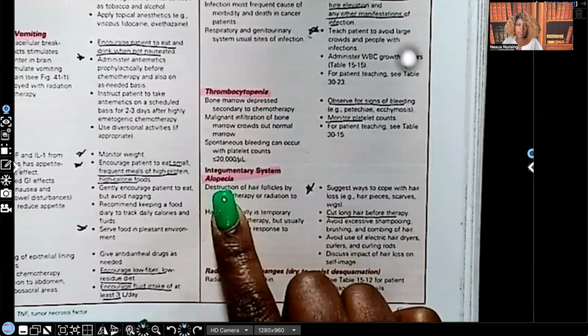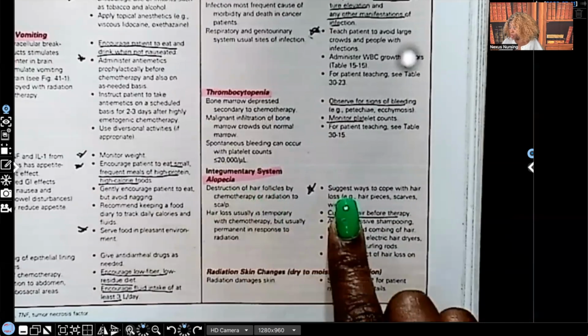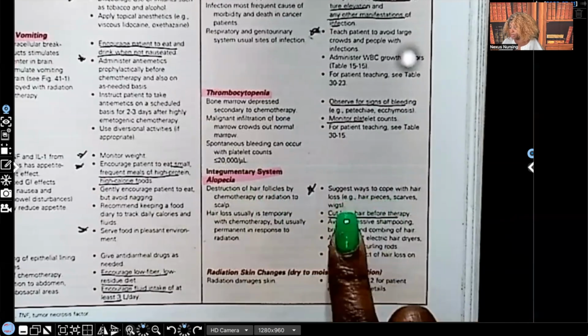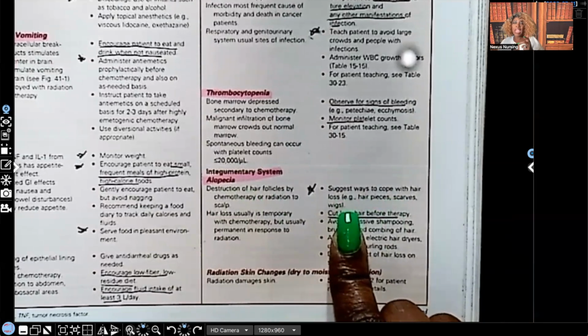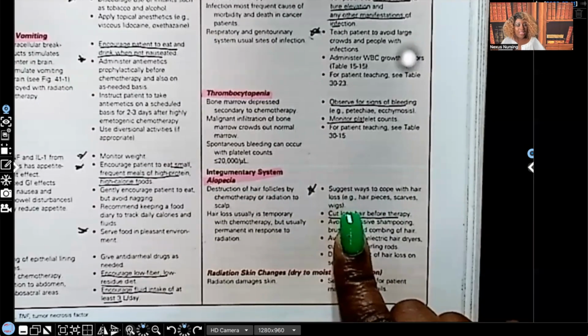Integumentary system, alopecia. We're going to suggest ways to cope with hair loss, such as hair pieces, scarves, and wigs. Let me explain something about this, because this has shown up on NCLEX enough times for me to mention it. When it comes to this, guys, you want to help the patient pick out a wig before they start chemo or radiation. You want to help them pick out a wig that is closest to their hair color, hair structure, and hair type. Why? Because it's not when their hair is thinning and brittle and falling out.